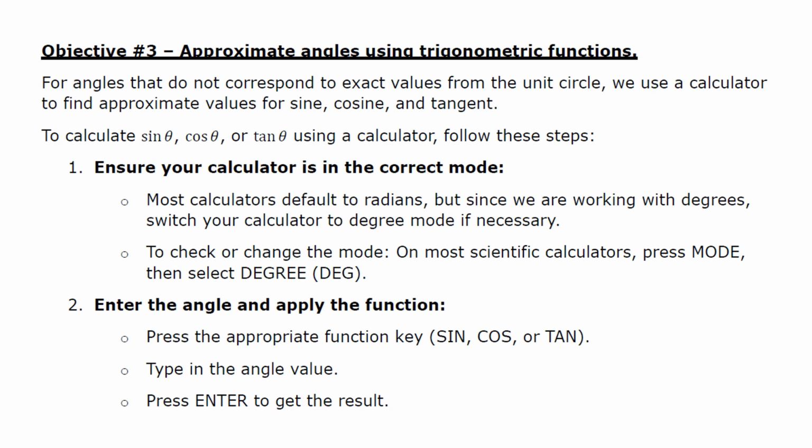Most calculators default to radians, but since we're working with degrees, you'll switch your calculator to degree mode if necessary. You'll want to check or change the mode to make sure that it aligns with the problem that you're doing. If you're using the TI, you would press mode and then select degree, or radian if your problem was working in radians. Then enter the angle and apply the function. Press the appropriate function key, whether that's sine, cosine, or tangent, type in the angle value, and then press enter to get your result.